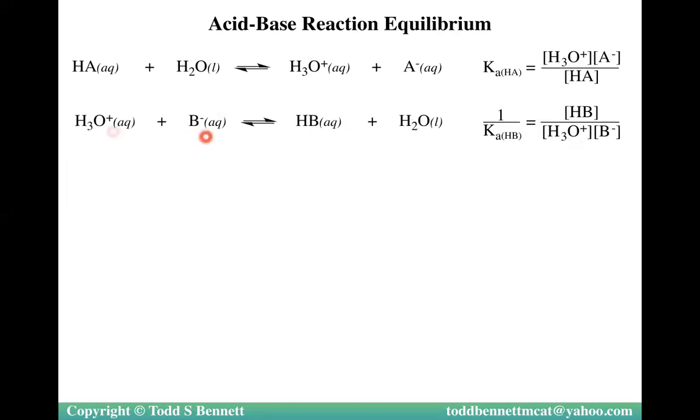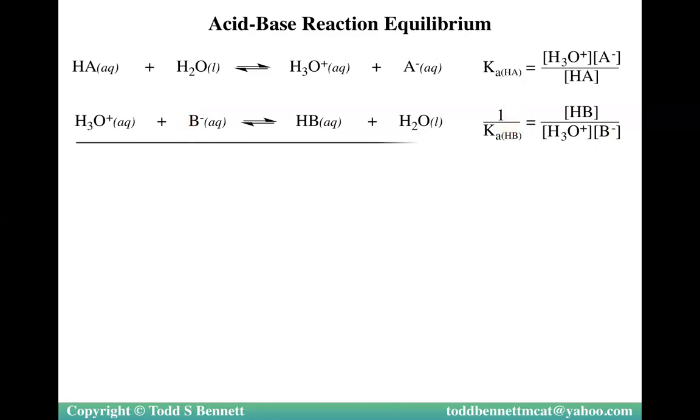So now it's H3O+ plus conjugate base going to acid plus H2O. When I reverse a reaction, when I flip it around, K-equilibrium products become reactants, reactants become products. So this number has to flip around. So HB is now the product, no water. H3O+ and B minus are now the reactants, and it's 1 over Kb.